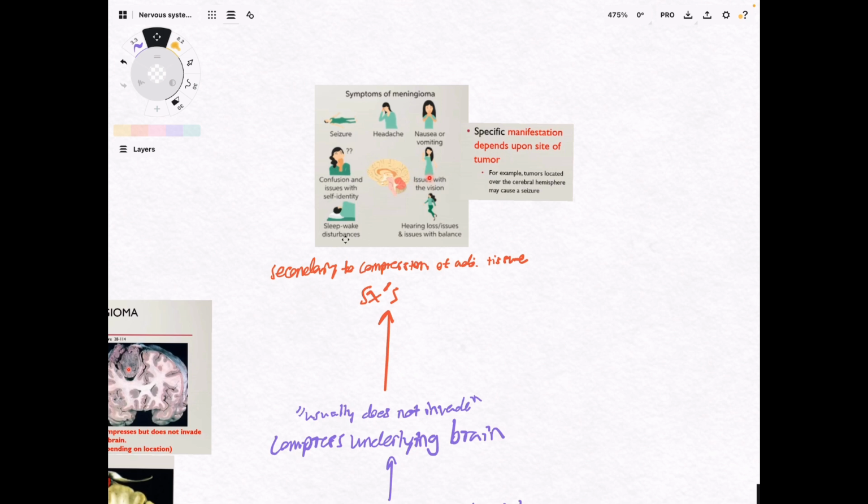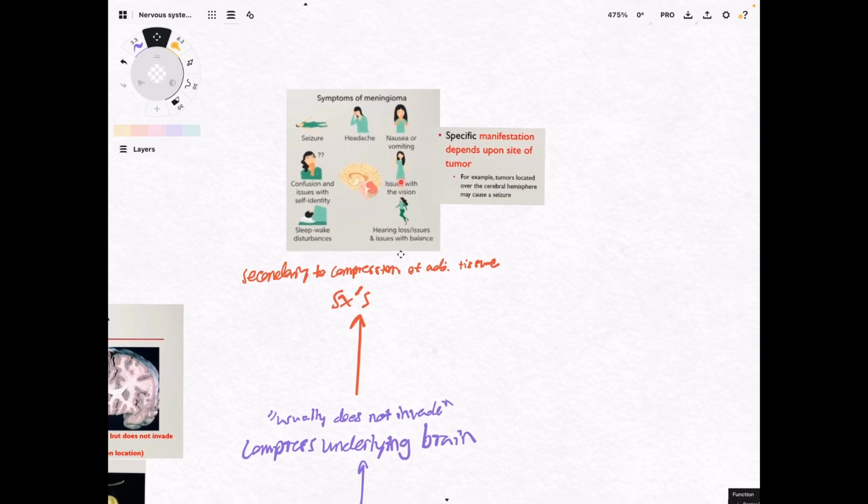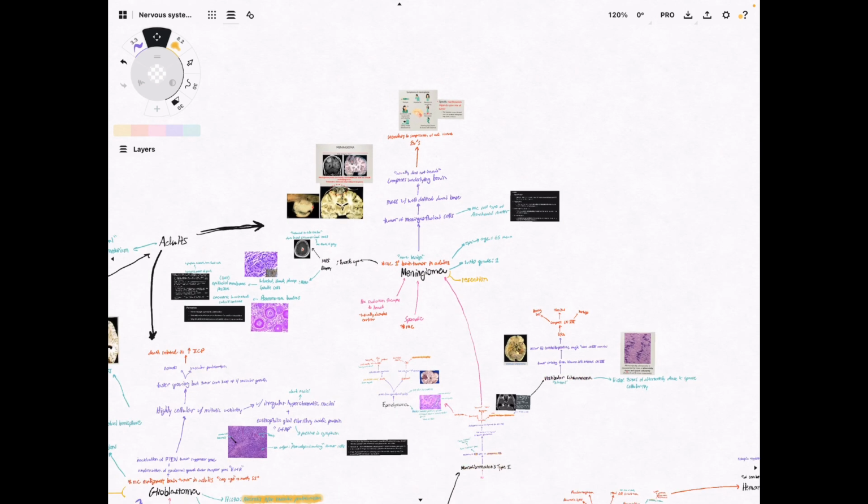And then if it's in that area that regulates sleep, like maybe the hypothalamus compressing them there, maybe some hearing loss, so maybe on the temporal lobe, and issues with vision if it's on the occipital lobe. So now that's pretty much the symptoms of a meningioma.